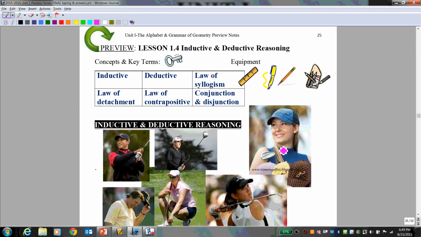We're going to continue with our study of logic, something called inductive and deductive reasoning. By the time we're done, you're going to know these words. Say this out loud as I say them. Check them off. Inductive, deductive, law of syllogism, law of detachment, law of contrapositive, conjunction, and disjunction. Say those words again to yourself out loud.